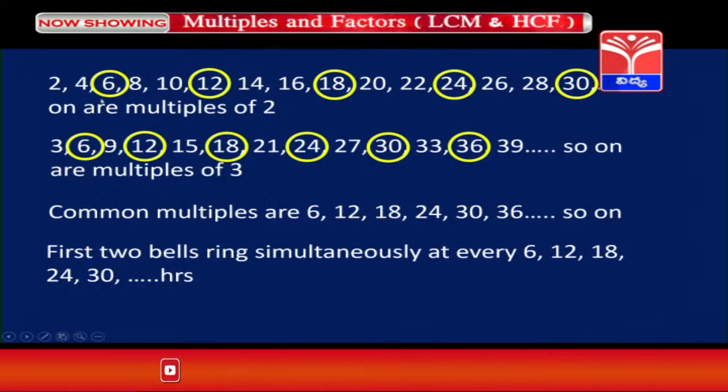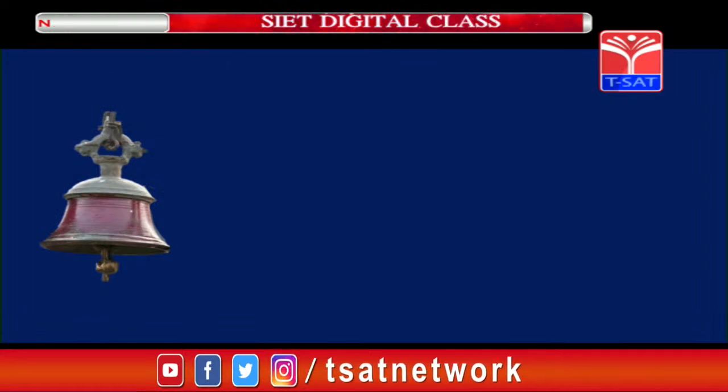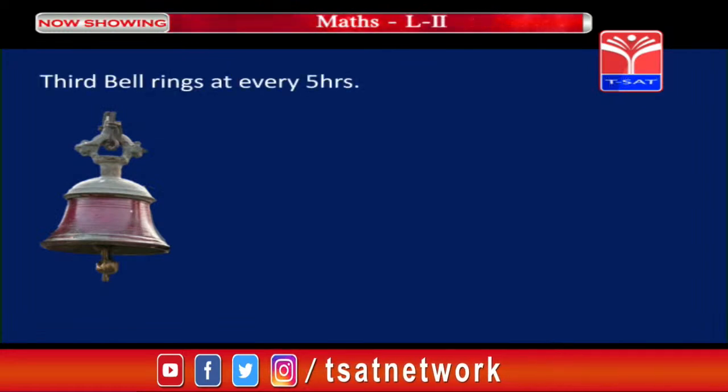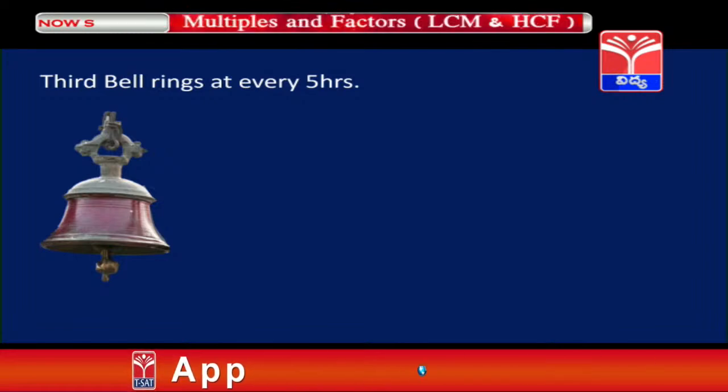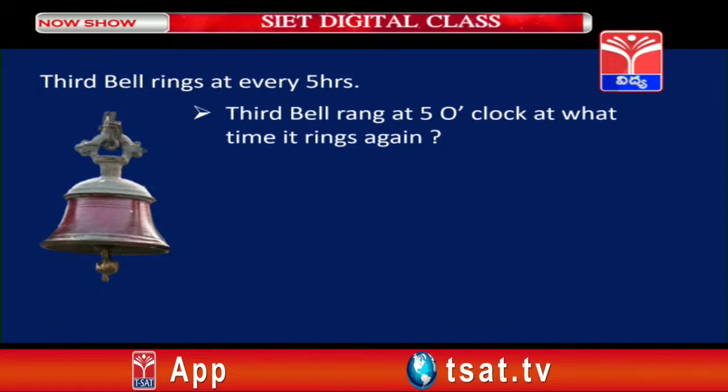At 6 hours, these two bells ring simultaneously. We have seen the first 3 bells. Now let us come to this third bell. This is the third bell and it rings at every 5 hours interval. So if it rings at 5 o'clock, at what time does it ring again?